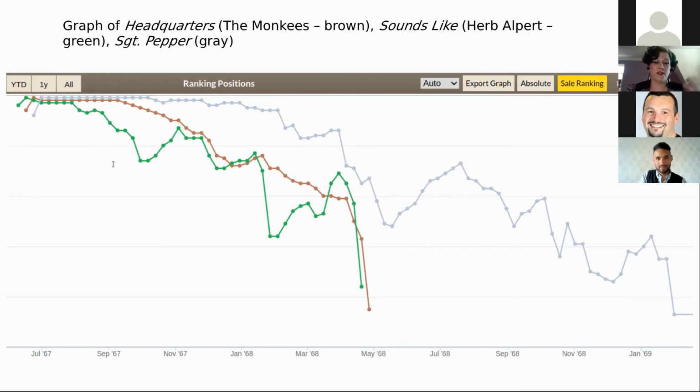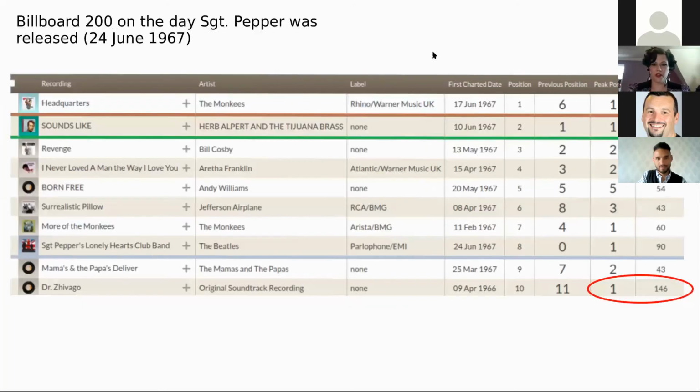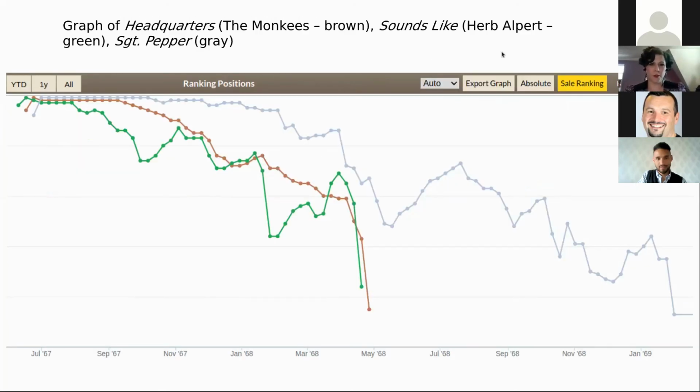What you do see is that in the records charts, which I will show here. So this pink line is the Dr. Zhivago soundtrack. I found this just accidentally by looking at some Beatles albums, see what was around them. And in the previous slide, if you're looking at the day that Sgt. Pepper went into the charts, these are other top 2 albums.